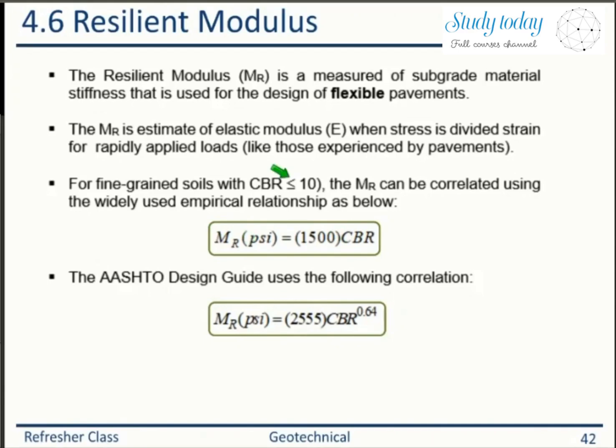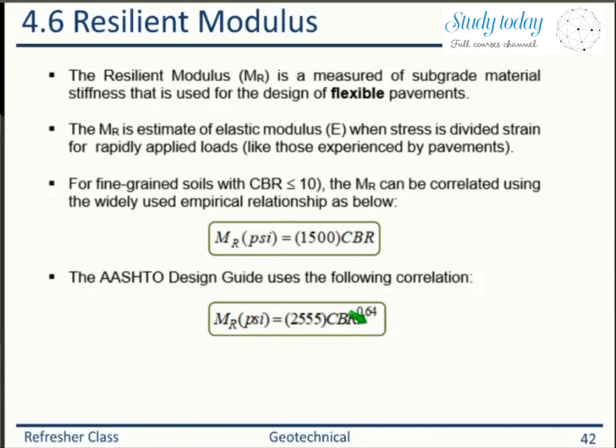So when your CBR values are less than or equal to 10, then this relation holds good. Resilient modulus in PSI is equal to 1500 times the CBR value. So CBR value is a whole number. Irrespective of the CBR number, AASHTO has given these equations. So resilient modulus is equal to these equations. Again, these are your empirical equations.